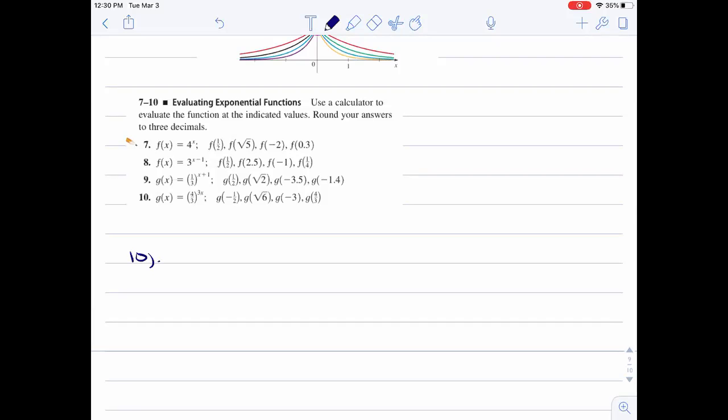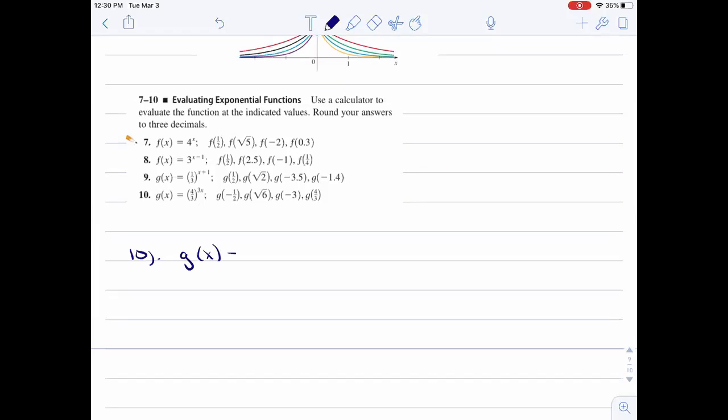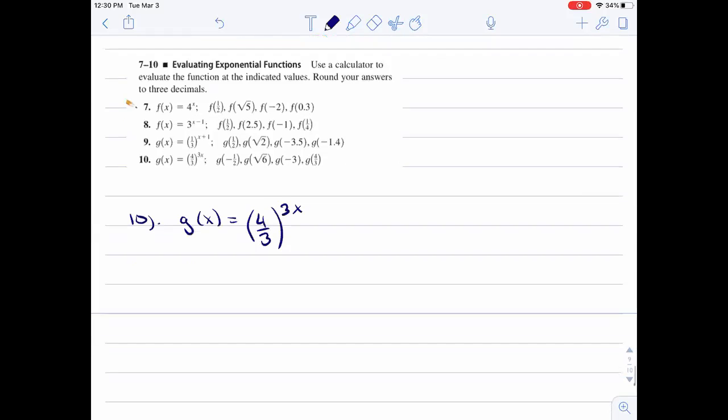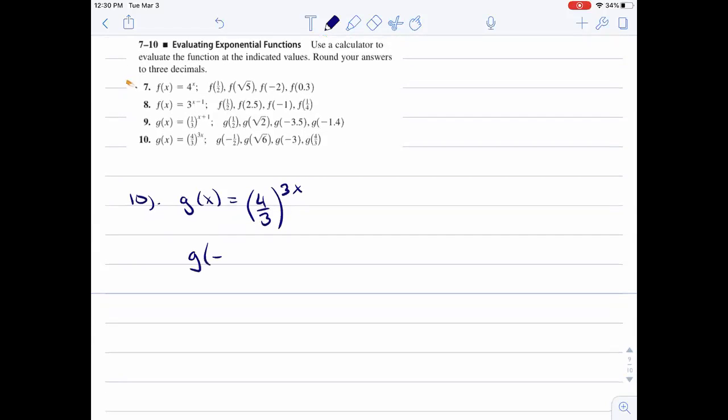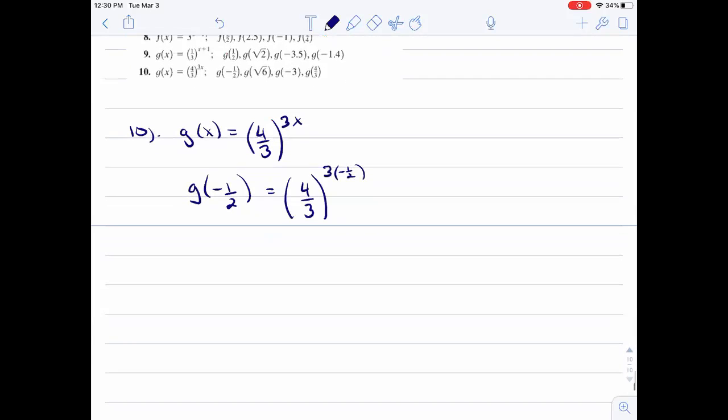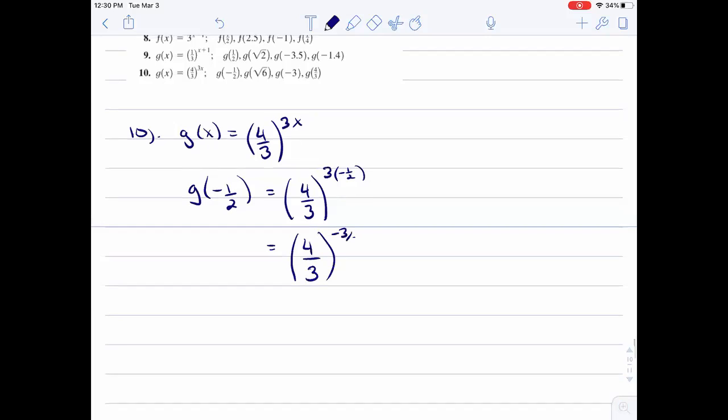Why not? So we're going to use our calculator to find g of x equals (4/3) to the power of 3x. If we want to find g(-1/2), that means just substituting in x equals -1/2 in here. So then we get (4/3) to the power of 3 times -1/2, which, if we simplify, is (4/3) to the power of -3/2.